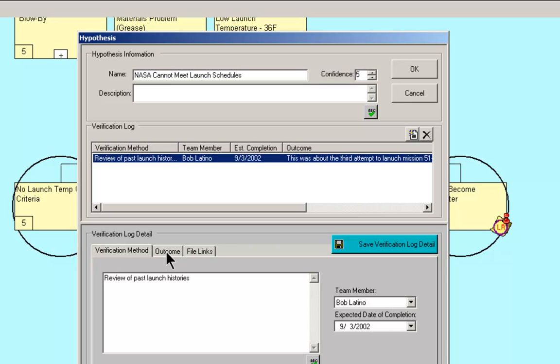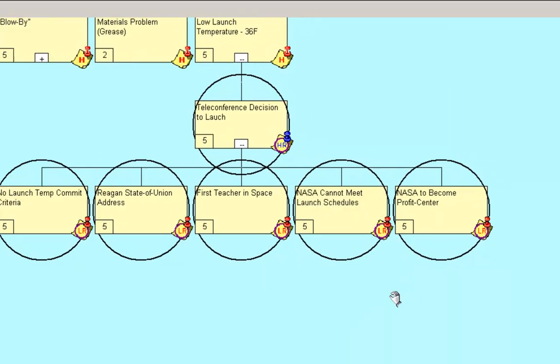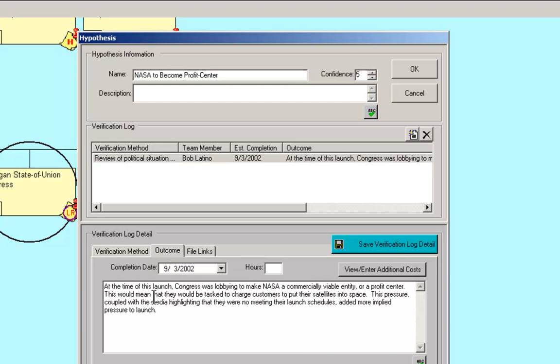There was a pressure by the media. And our review of the past launch histories confirms this. This was the third attempt to launch Mission 51L due to technical difficulties. NASA was being viewed by the media as not being able to meet their timelines. And this was not helping them in their efforts to become a commercialized profit center. And that's what we have here at that particular time.